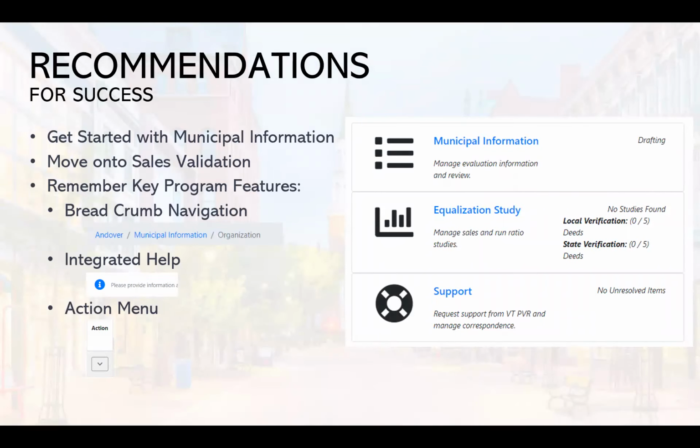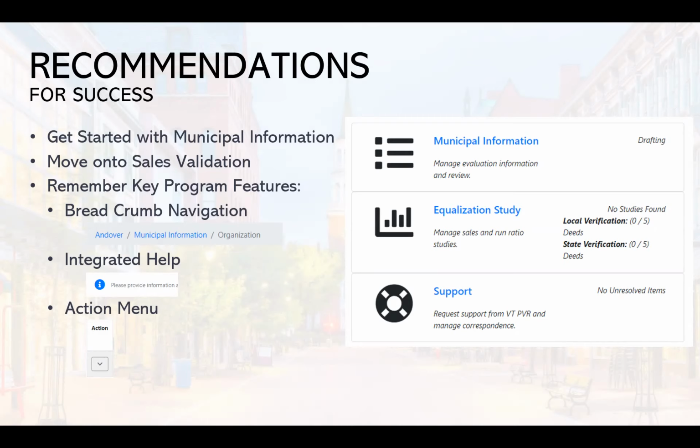So recommendations for success. I would start with the municipal information. It's pretty straightforward. It will give you a good feel for the application. It's meant to be very low stress. Just go in and answer a couple questions, provide some contact info, send it off. Real quick win here as you start to get familiar with the software. Then move on to sales validation. Like I said, we have all those sales loaded up from those PTTRs, meant to be pretty quick and easy for you.